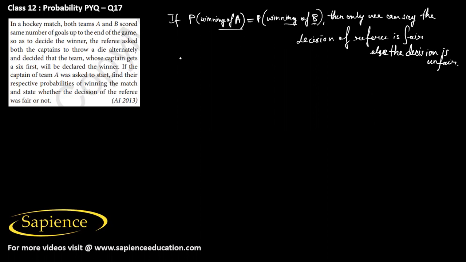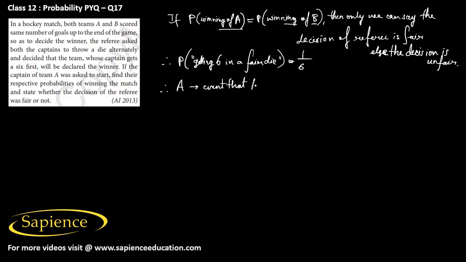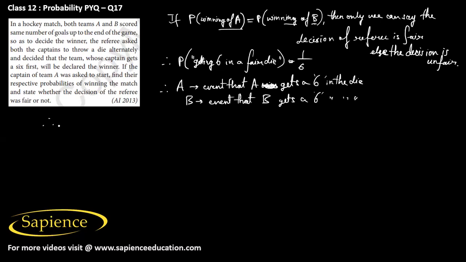So here A was asked to start and it is told that whoever gets the six first will be declared the winner. Therefore, the probability of getting a six in a fair die would be 1/6, obviously. Let A be the event that A wins, means A gets a six in the die. And B is the event that B gets a six in the die. So the probability of getting a six is 1/6.